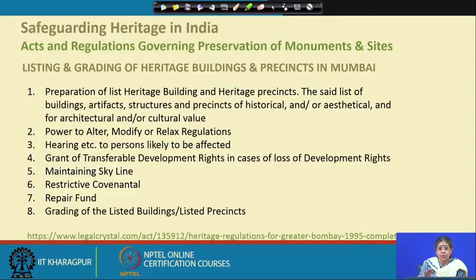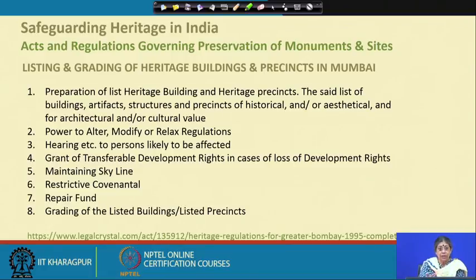So, we have talked about value at length. All types of value, predominantly these types of value, can be a reason for declaring a heritage zone. Power to alter, modify or relax regulations, hearing etc. to persons likely to be affected.